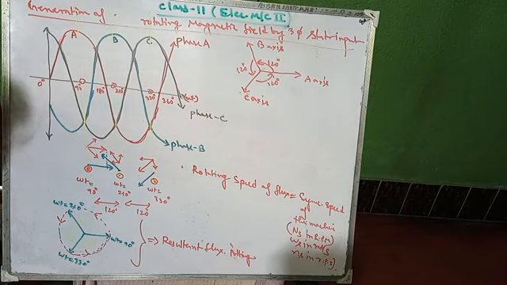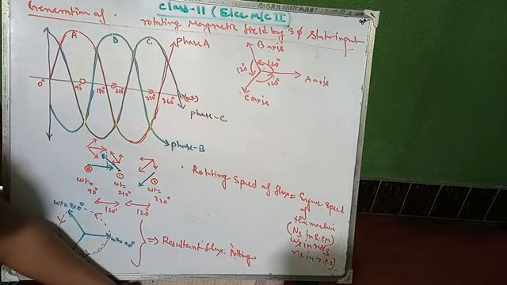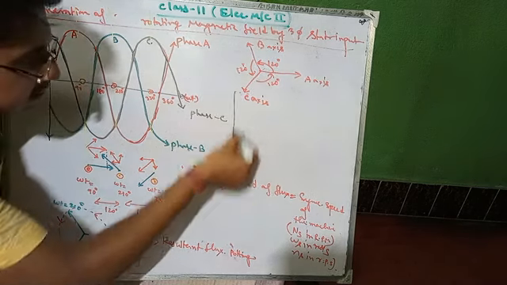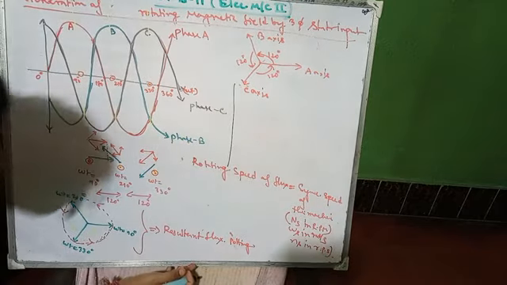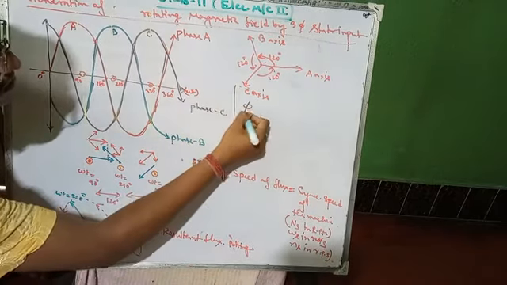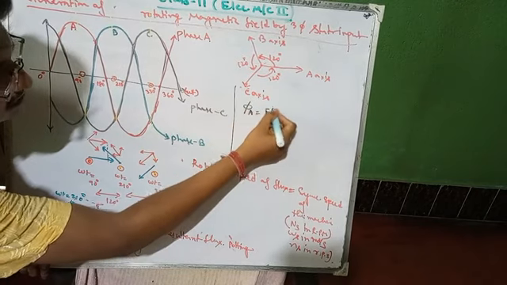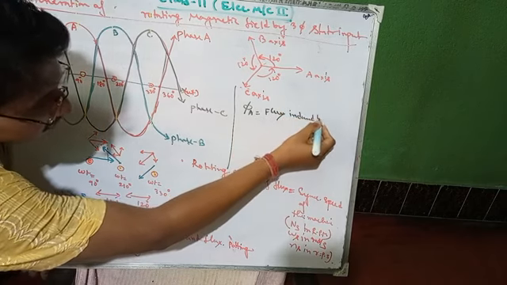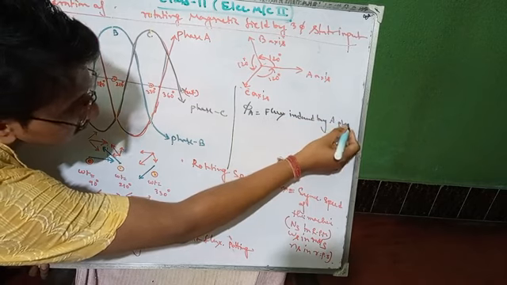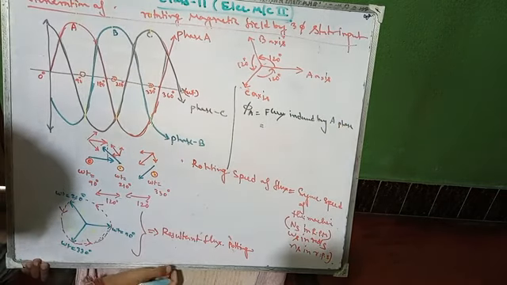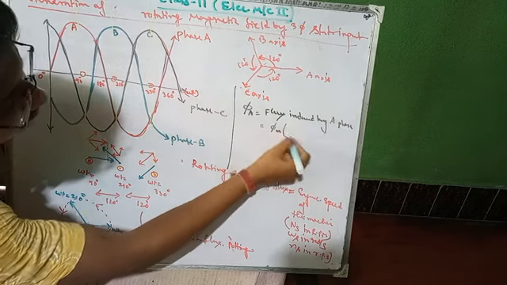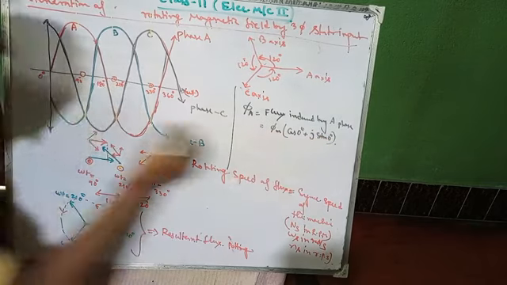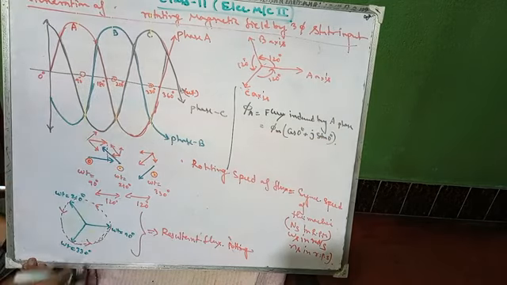So now I will move into the mathematical interpretation. So what will be the mathematical interpretation of it? So do some heading, mathematical proof. So phi 1, or phi of A, right? Flux induced by A phase equals to, what will be the flux? So phi m cos 0 plus j sine 0 degree. Why? Because I am taking it in reference. So phi of A is in reference.